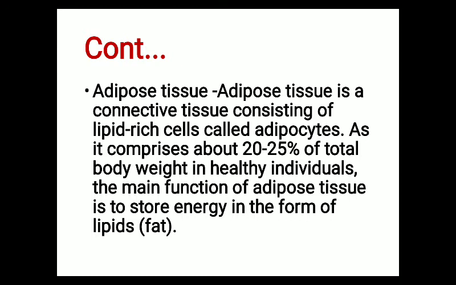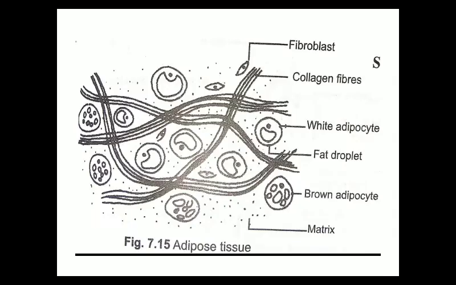The second type of loose connective tissue is adipose tissue. Adipose tissue is a connective tissue consisting of lipid-rich cells called adipocytes. It comprises about 20 to 25% of total body weight in healthy individuals. The main function of adipose tissue is to store energy in the form of lipids or fat. This is the diagram of adipose tissue.